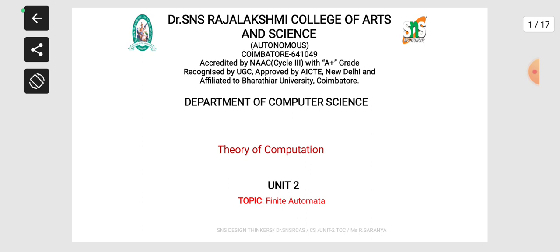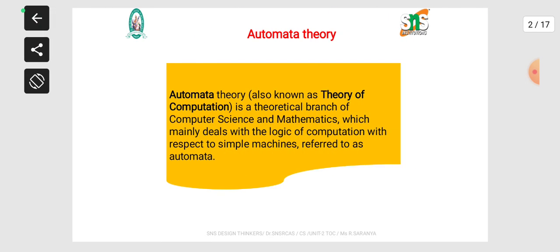Today we are going to see a lecture series on the topic Finite Automata in Theory of Computation. Before entering into the topic, first let us see what is meant by Theory of Computation. Theory of Computation is a branch of computer science. It deals with input as well as a set of states in order to solve some technical problems.